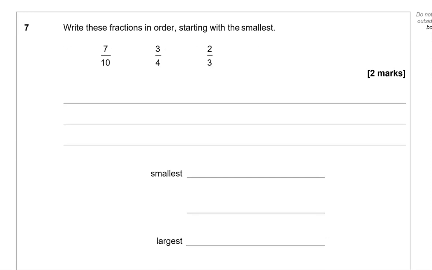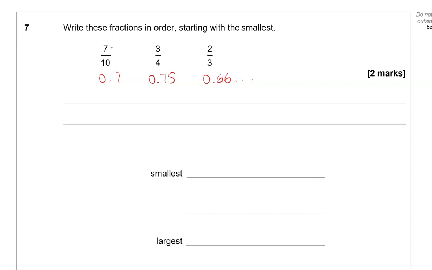Write these fractions in order, starting with the smallest. We've got 7/10, 3/4, 2/3. So as we can use a calculator, I'd suggest we convert these to decimals. The way to convert them would be to divide the top number by the bottom number. So 7 divided by 10 gives us 0.7. 3 divided by 4 gives us 0.75. 2 divided by 3 gives us 0.66, and so on. So now we can decide which one is the smallest.